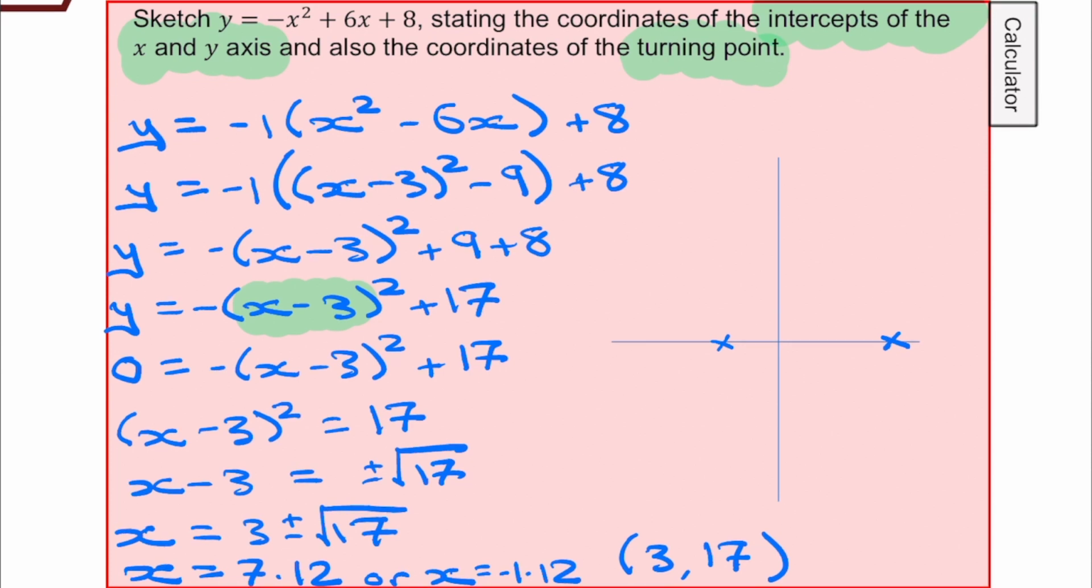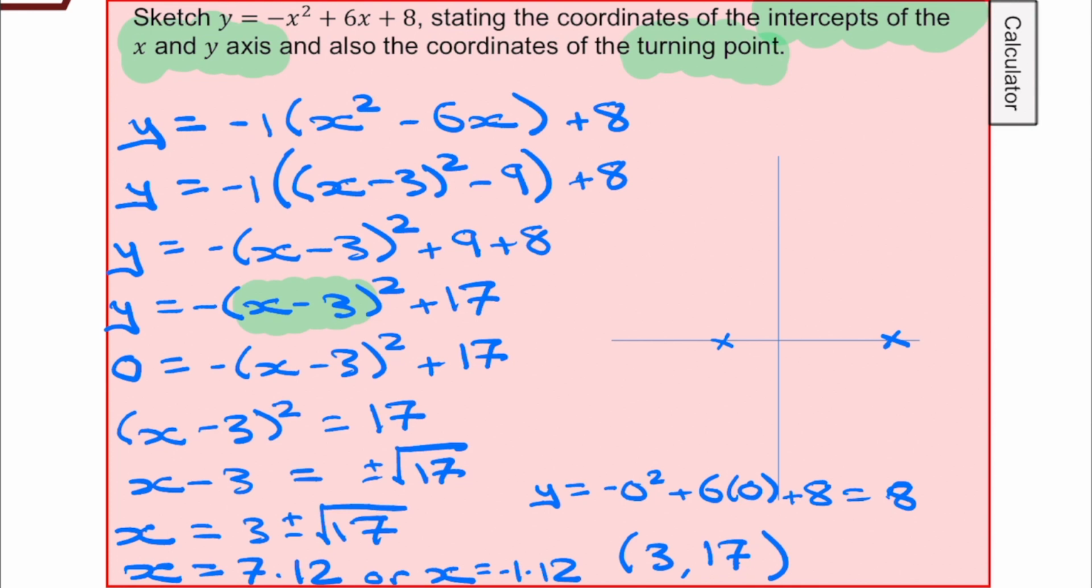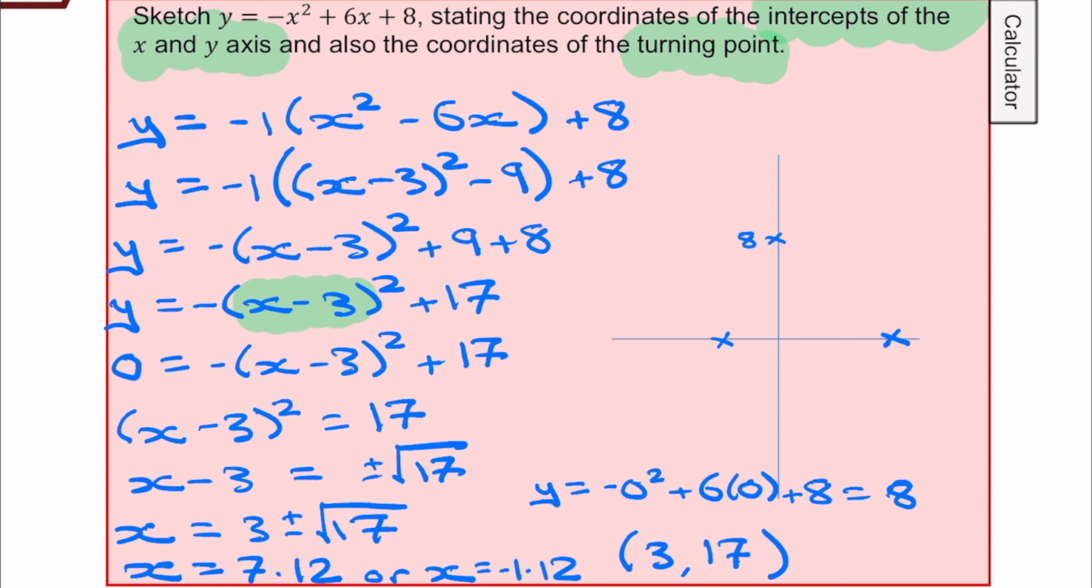The final bit of information that we need, of course, is our y-intercept. And we simply let x become 0. So we're going to have that y is equal to minus 0 squared plus 6 lots of 0 plus 8. And that's just going to give us that y is equal to 8. And we can mark that on as well. So we've got 8 there. And we'll put these on as well. This one on the left was the 3 minus root 17, and the one on the right was the 3 plus root 17, putting them back in exact form again.